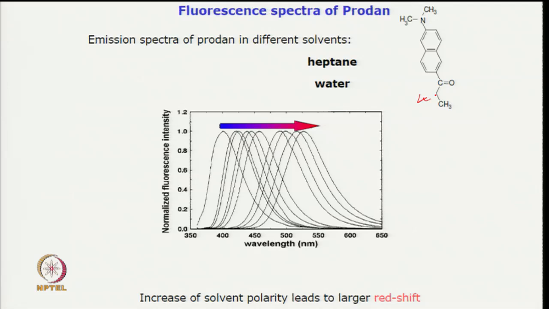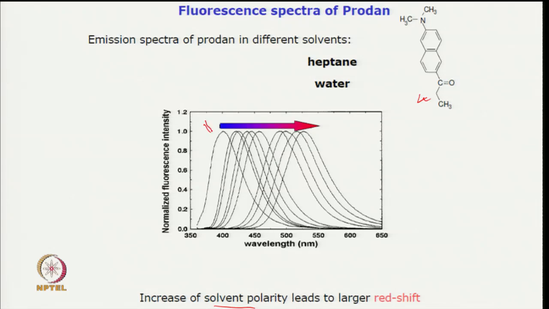And what you can see is that with an increase in solvent polarity, there is an increase in lambda max. So, this is the fluorescence spectra of prodan in heptane-water mixtures of different ratios. When heptane is high, you have more non-polar solvent, and when water is high, you have polar solvent. So, you are going from less polar solvent to more polar solvent.